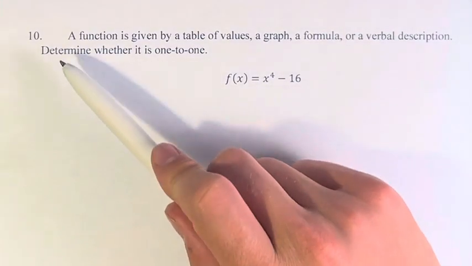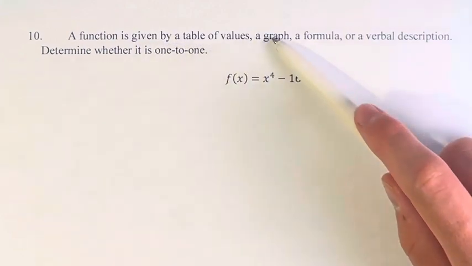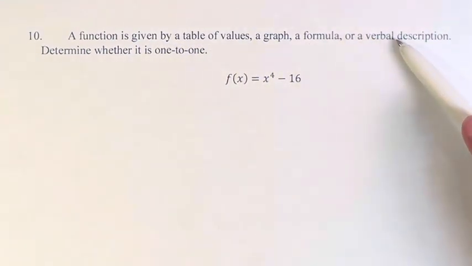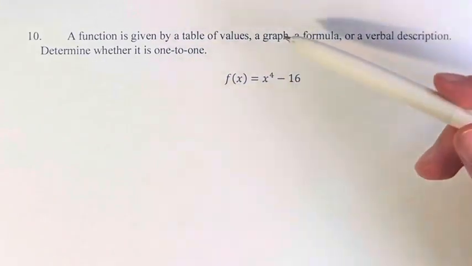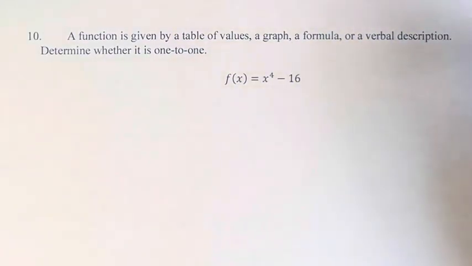In this problem, we're asked whether a function is given by a table of values, a graph, a formula, or a verbal description. Determine whether it is one-to-one. So here we have the function f of x is equal to x to the fourth minus 16.